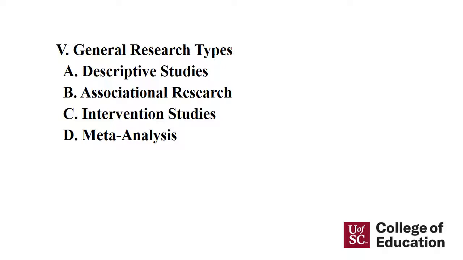General research types. A. Descriptive studies. Descriptive studies describe a given state of affairs. B. Associational research. Associational research investigates relationships. C. Intervention studies. Intervention studies assess the effects of a treatment or method on outcomes. D. Meta-analysis. Meta-analysis attempts to synthesize the results of all the individual studies on a given topic by statistical means.